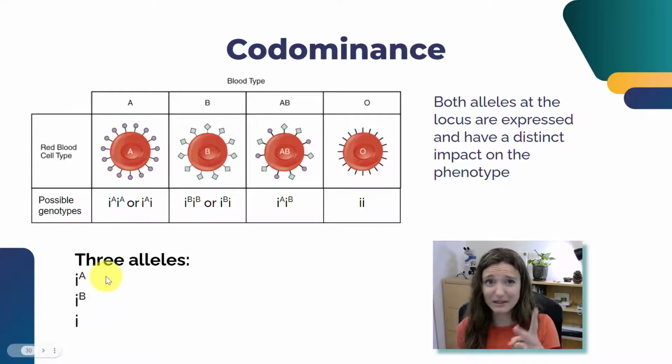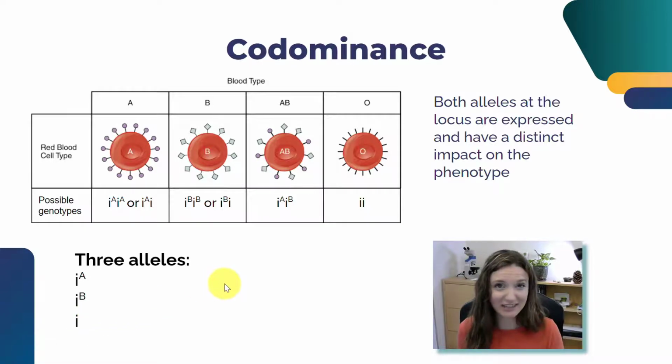So we've only really been looking at traits that have two alleles, right? But here we have three alleles that govern phenotype, and they have a slightly different inheritance pattern of this codominance, where they each have a distinct effect or distinct impact on that final phenotype. So let's practice with this.